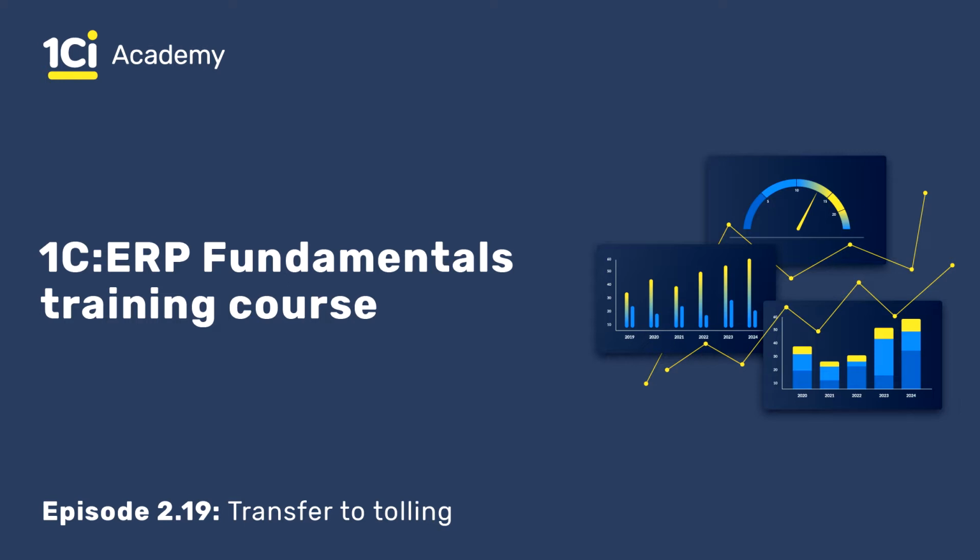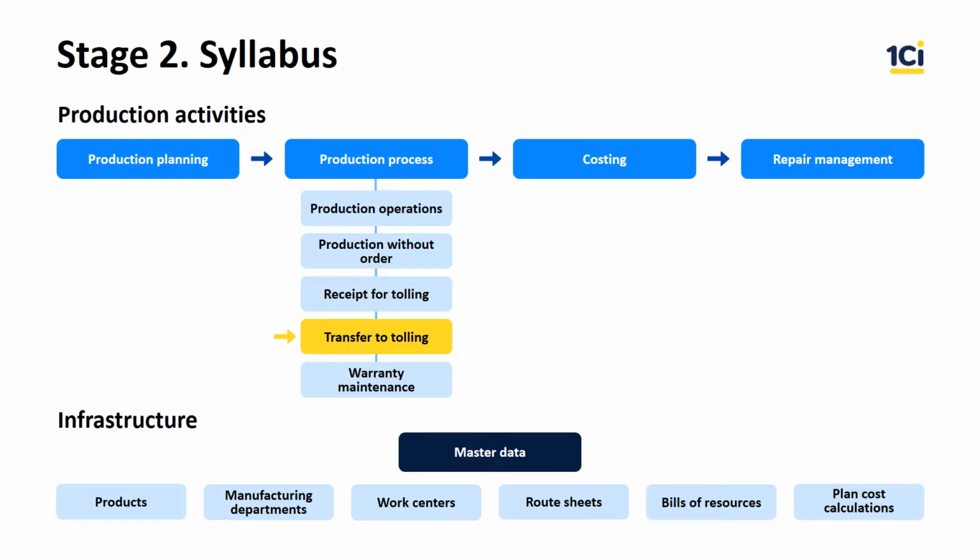Let's now have a look at the reverse situation. Let's assume that our company supplies materials to a manufacturer and places a tolling order with them. We'll pay for the services after we receive the finished products.